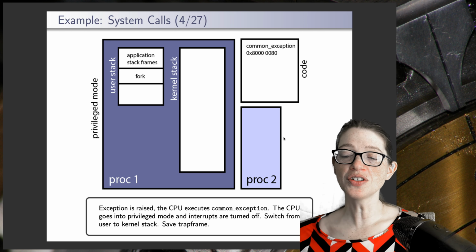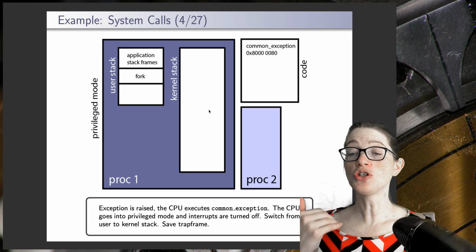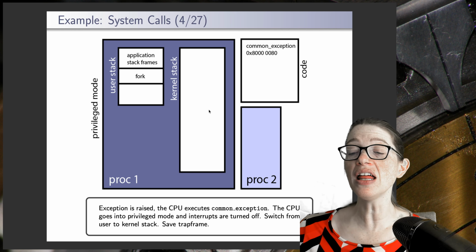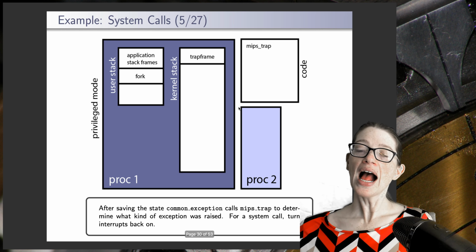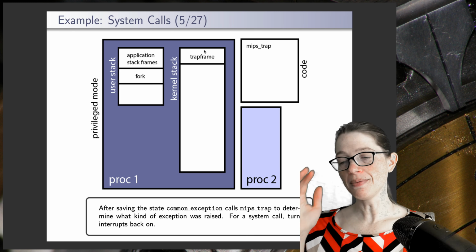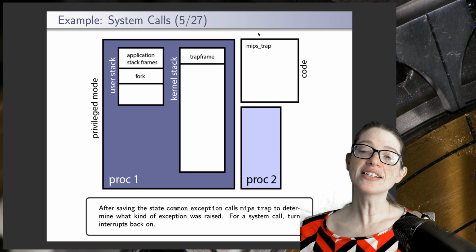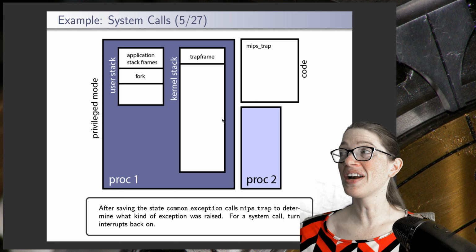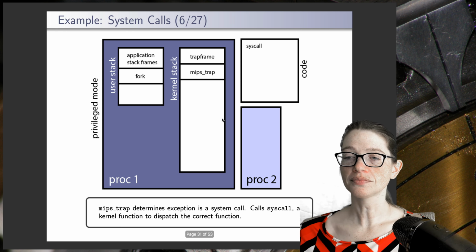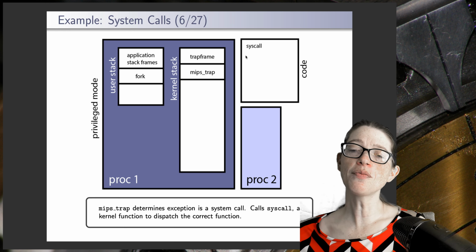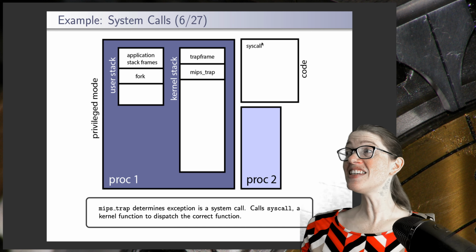And the first thing it's going to do, of course, is switch to privilege mode and disable interrupts. And then it's going to save the trap frame. Once it's saved the trap frame onto the kernel stack, it's going to call MIPS trap to figure out what exception just got raised. So inside of MIPS trap, we realize, oh, it's a system call.